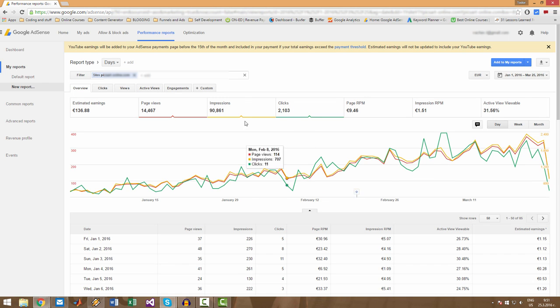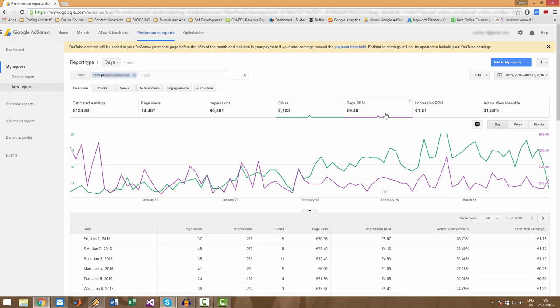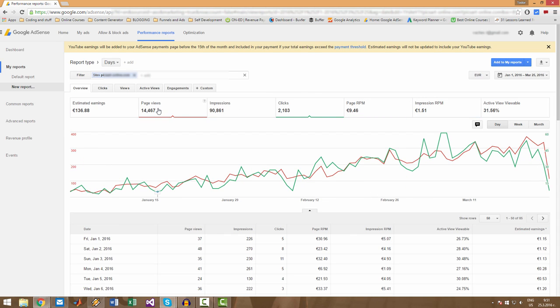So let's go to the clicks. The clicks are usually tied with nothing. As you can see, none of the other graphs looks like the clicks. They're not tied to anything. So you can simply see whether your clicks over this time are rising or not.